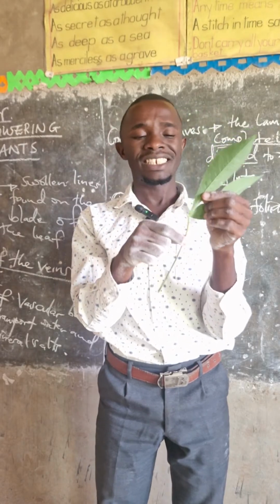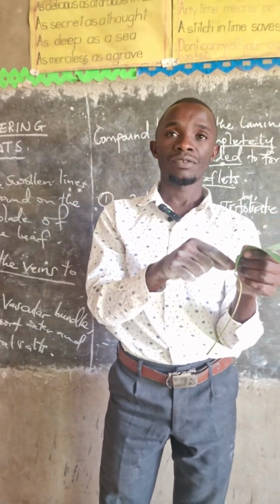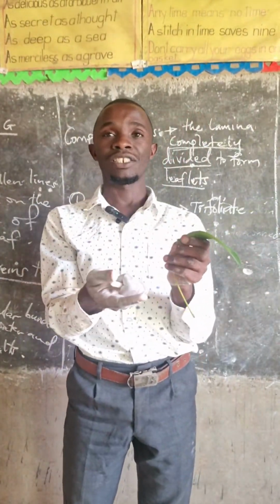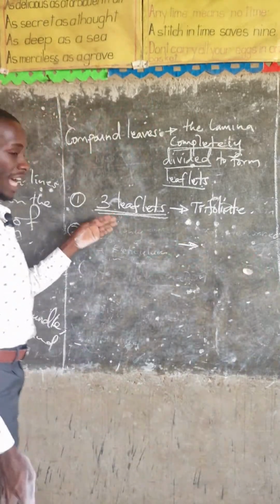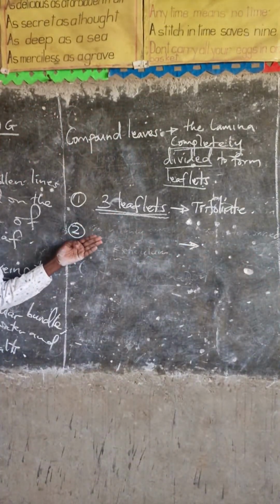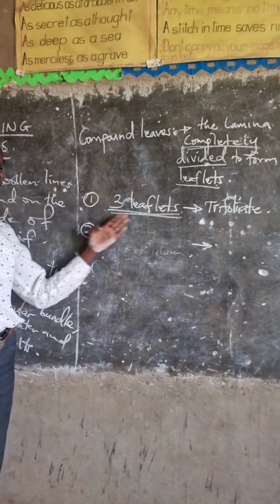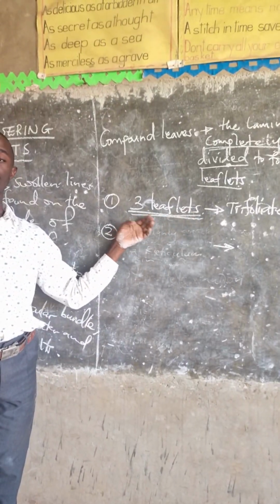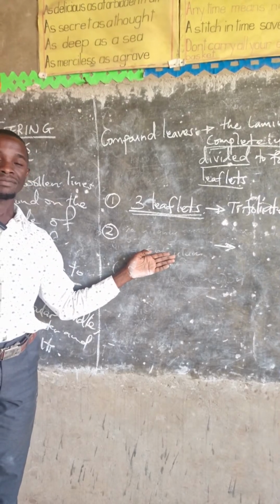So this one is a simple leaf. It means it was partially divided, so these are lobes, not leaflets. The other one is a compound leaf because when you peel off one of the leaflets, it does not affect the other. Each of them is independent.